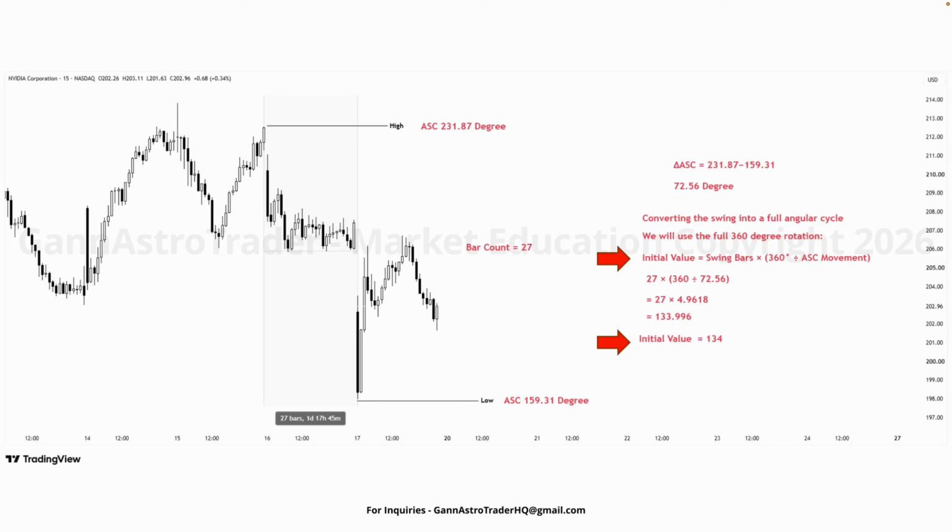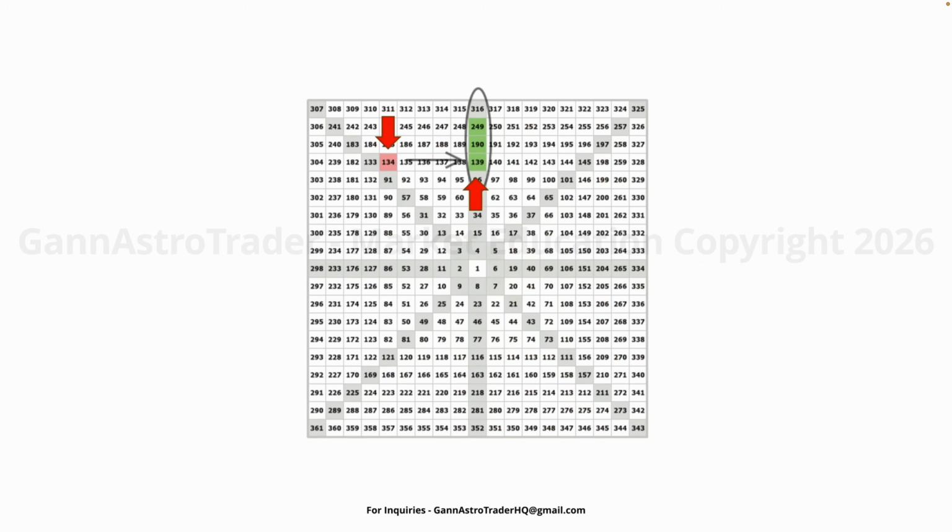We calculate 27 multiplied by 360 divided by 72.56. 360 divided by 72.56 gives approximately 4.9618, and when we multiply that by 27, the result is approximately 133.996 bars. Rounded to the nearest whole bar, this gives us an initial calculated cycle value of approximately 134 bars. So our original 27-bar swing has now been transformed into a larger time cycle reference based on the ascendant's angular movement. Now, let's bring this calculation to the Gann Square of 9.